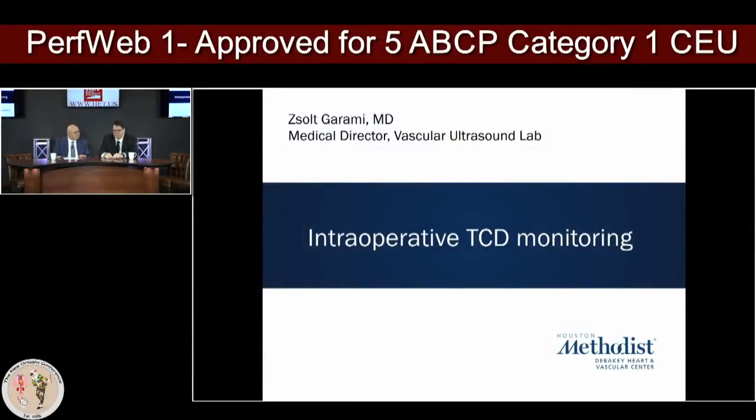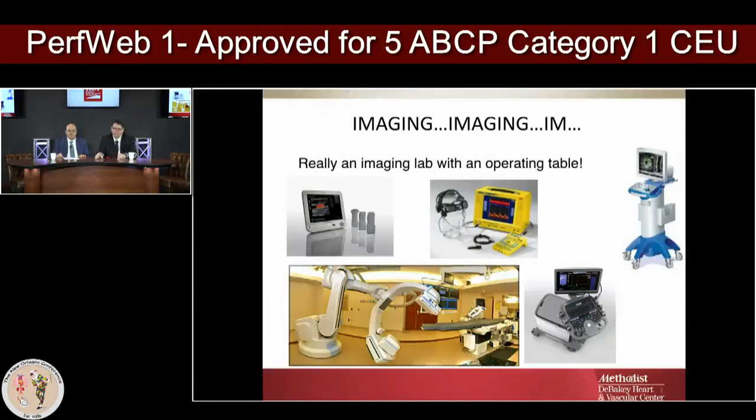Thank you, Joe. Hello, everybody, and I would like to continue our TCD lectures with some intraoperative images. And I definitely would like to quote Dr. Lumsden one more time: imaging, imaging, imaging. We do have a fancy hybrid operating room, and probably the TCD equipment is still the cheapest piece in that room. So TCD is what you see in the middle, that yellow box.